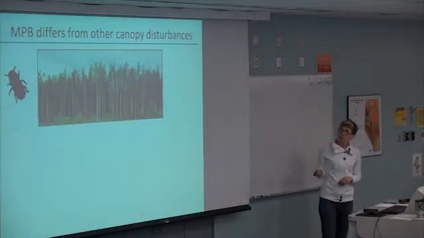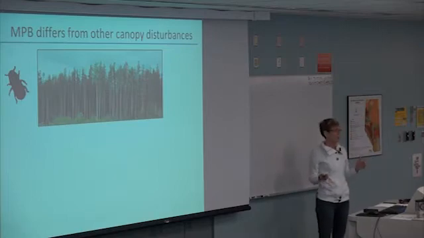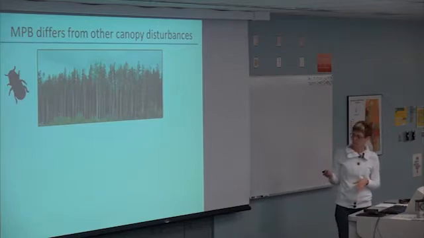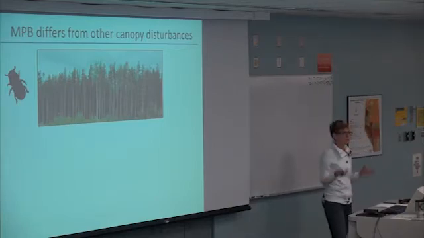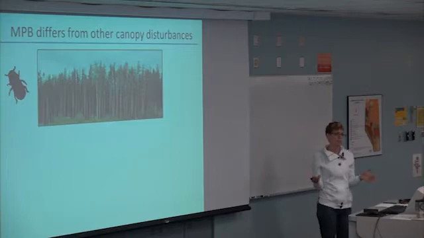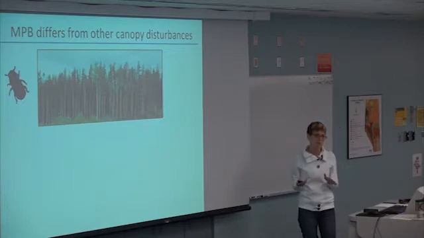But what I'd like to point out is that this disturbance caused by mountain pine beetle is different than other disturbances we see in the boreal forest. So we have the beetle come through and kill a bunch of trees, but those trees remain standing on the landscape for quite a long time, right? So they're killed really quickly, but they stay on the landscape for a while. When you look at the understory, that understory also stays intact, so nothing really happens to it.